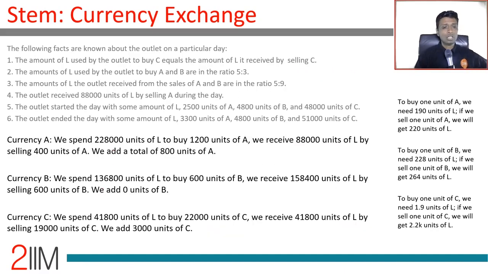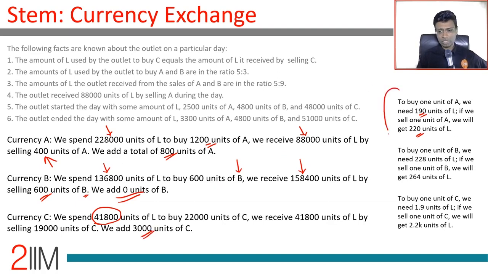So, quick recap. Currency A, the exchange rates are 190 and 220. We spent 228,000 units of L to buy 1200 units of A. We received 88,000 units of L by selling 400 units of A. There's a total addition of 800 units of A. We spent 136,800 units of L to buy 600 units of B, and then we received this many units of L by selling the same 600 units of B. We add 0 units of B. And then this many units of L were transacted both ways for transacting with C, and this process adds just 3000 units of C.